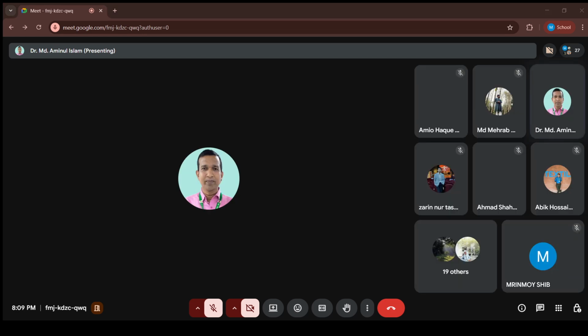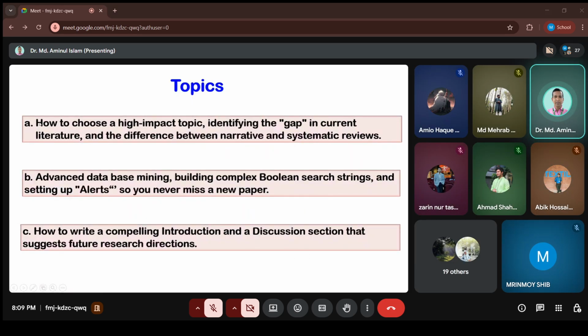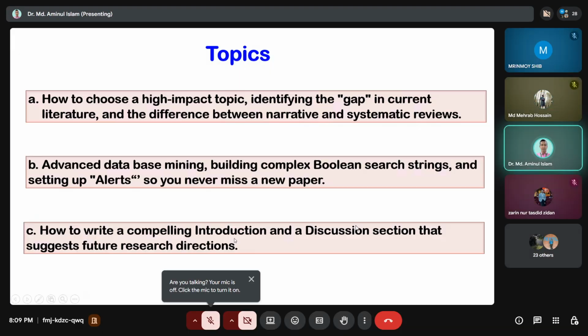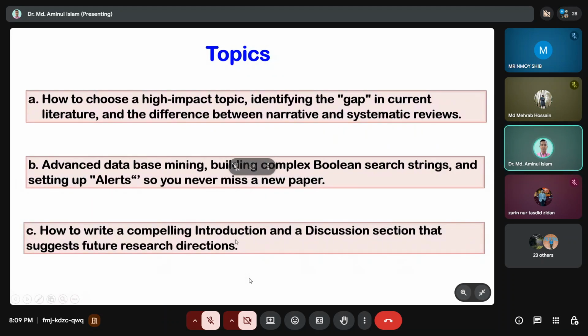In this short discussion, I will try to cover how to choose a high impact topic, identifying the gap in current literature, and the difference between narrative and systematic review. Due to time shortage, I will not talk about advanced database mining. The last part is how to write a compelling introduction and a discussion section that suggests future research direction. Hopefully, it will be helpful for project students.